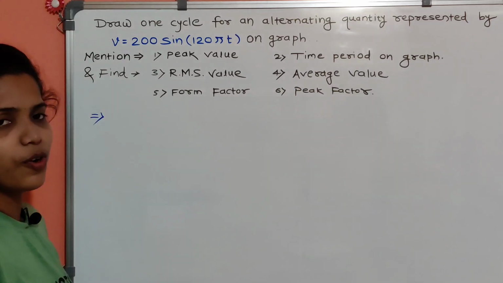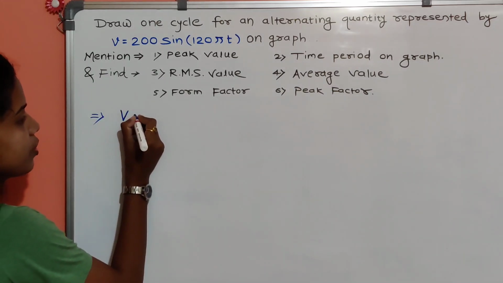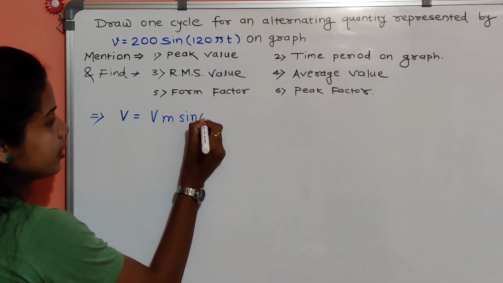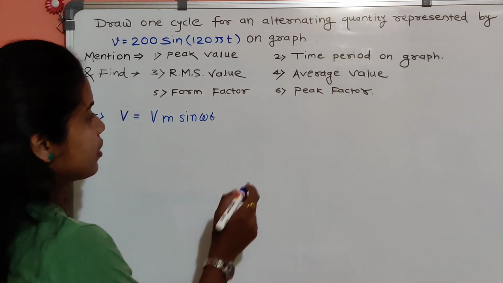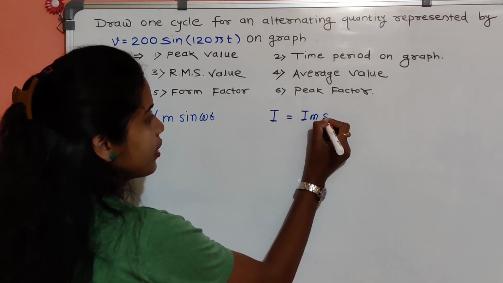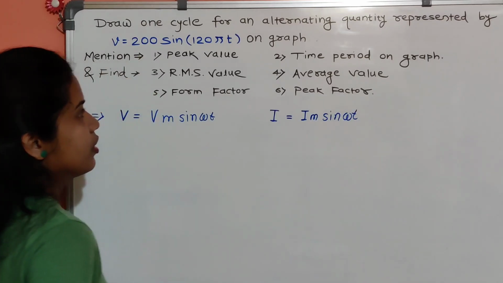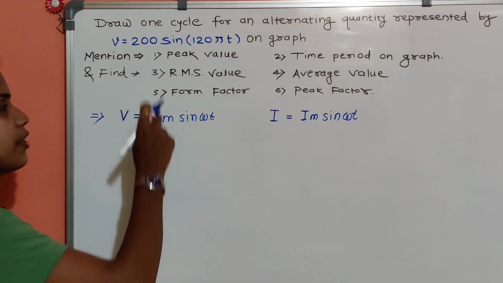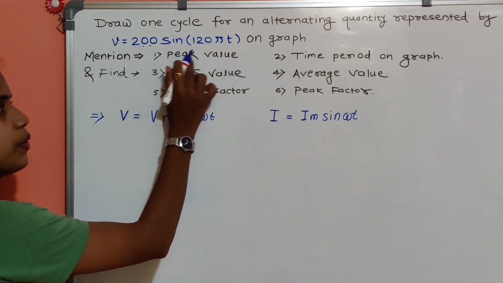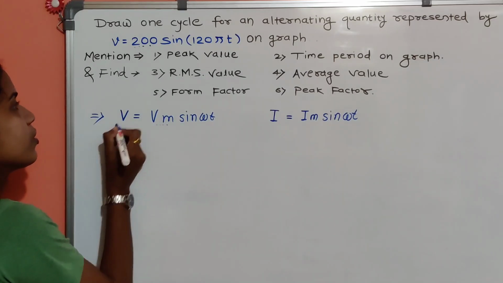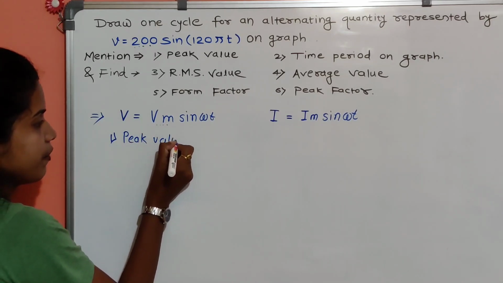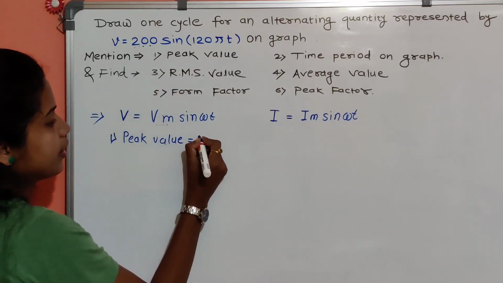We know the general expression for a sinusoidal waveform. If it is a voltage waveform then V = Vm sin ωt, and if it is a current waveform, then the equation becomes I = Im sin ωt. Now just compare this general equation with the given equation. So we find Vm = 200. Vm is the peak value of the voltage waveform. So first point, peak value is equal to 200 volt.